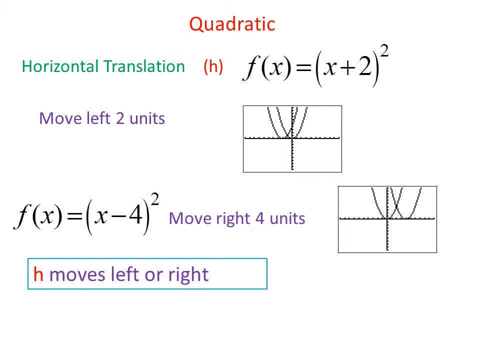So h, again, it always moves it left or right, and it's always included in the parentheses or in the operator. It's never out on its own at the end. That, remember, is a vertical translation.